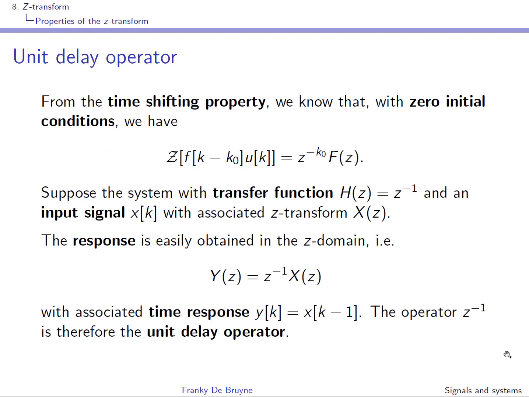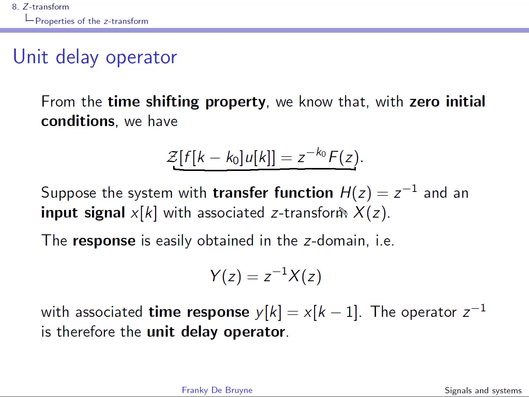We know from the time shifting property that with 0 initial conditions, the z transform of a signal f of k that has been shifted to the right by k0 can be obtained from the original z transform of the unshifted signal multiplied by z to the minus k0.